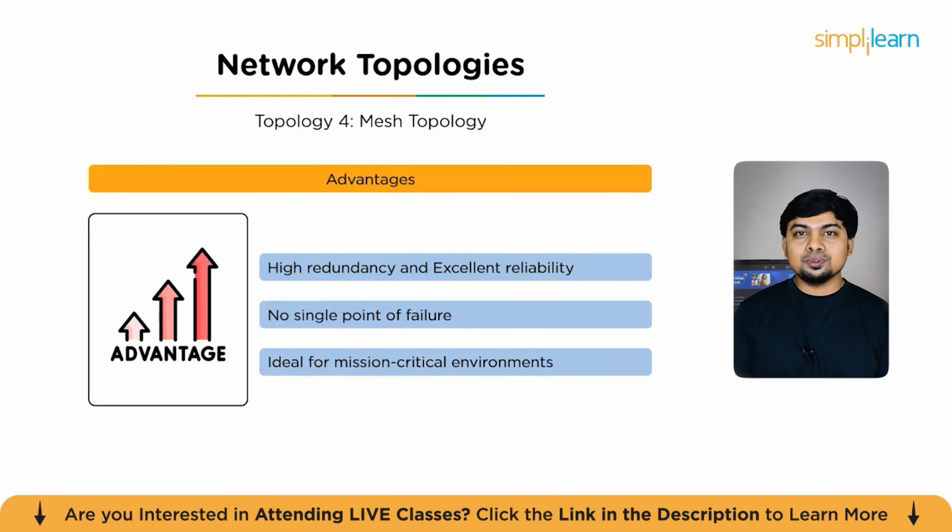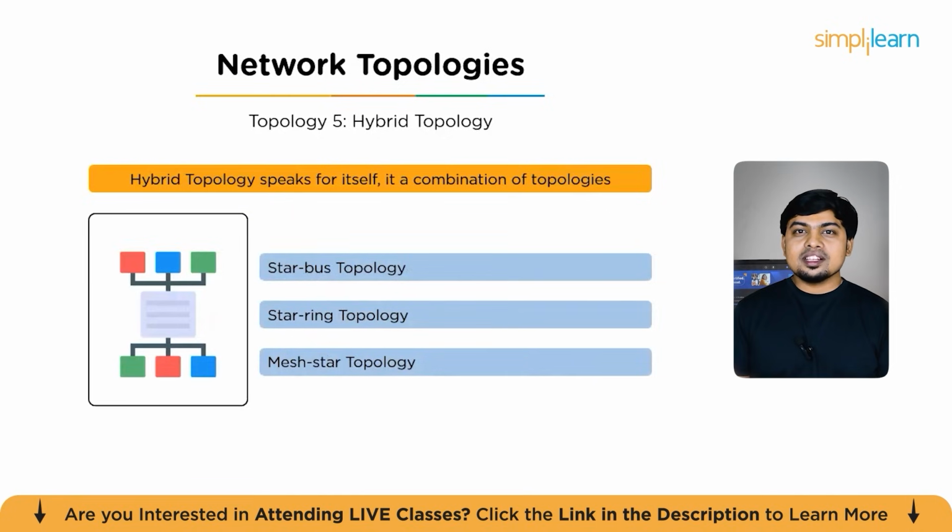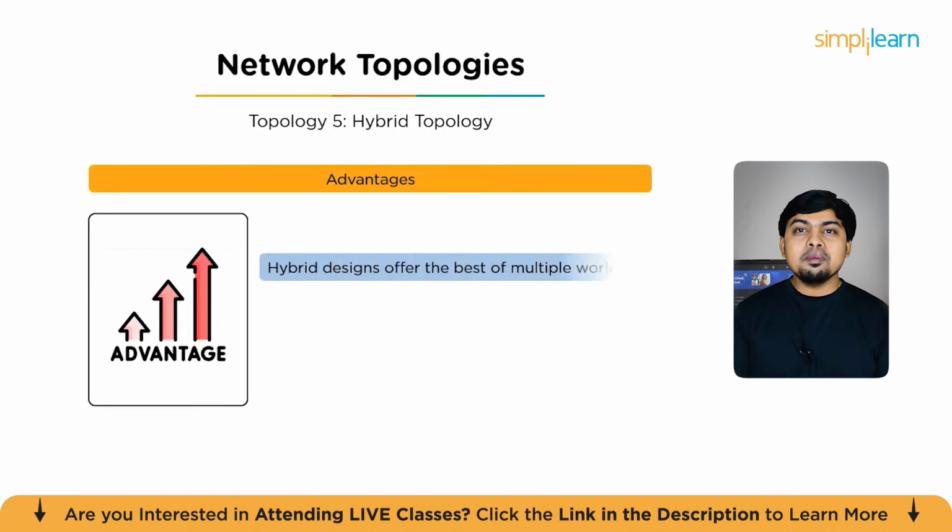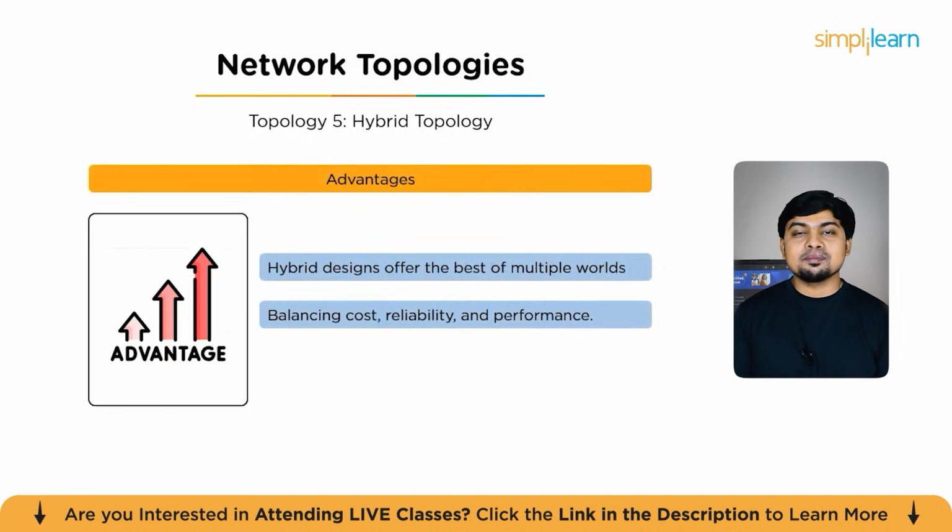Now, apart from these topologies, we have another one which is called hybrid topology. Real world networks rarely use a single topology. Instead, they combine them, like star with bus, bus with ring, mesh with star, and a lot more other combinations. For example, a large office may use star topology on each floor, but floors might connect through a bus or mesh backbone. Hybrid designs offer the best of multiple worlds, balancing cost, reliability, and performance.